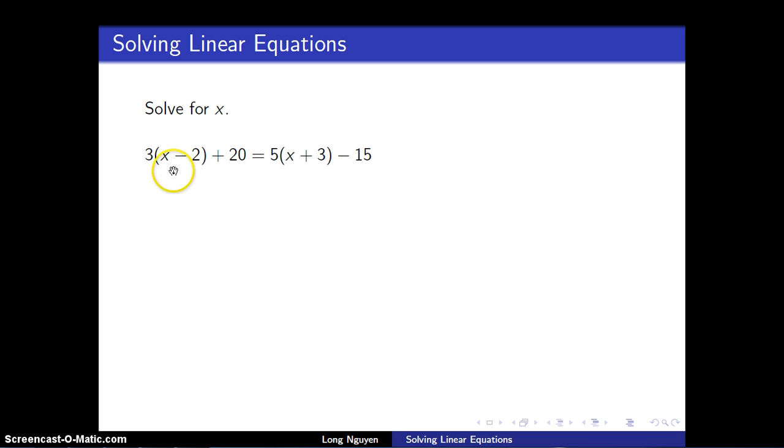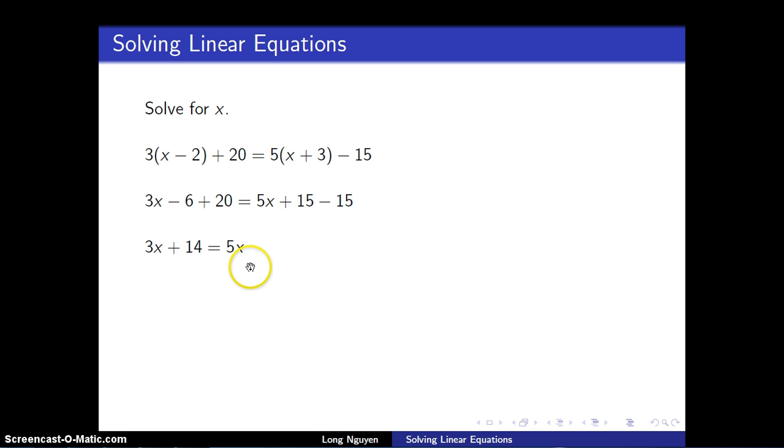So 3x times negative 2 is 3x minus 6, and then 5 times x plus 3 is 5x plus 15. And then we leave the 20 alone and the negative 15 alone. So now we need to combine like terms. So negative 6 plus 20 is 14. 15 minus 15 is gone, so we have 5x on the right.